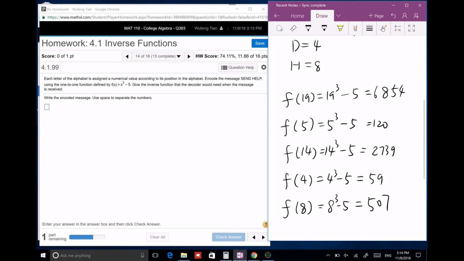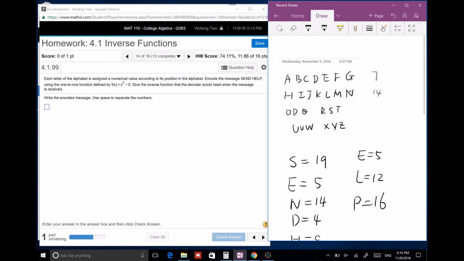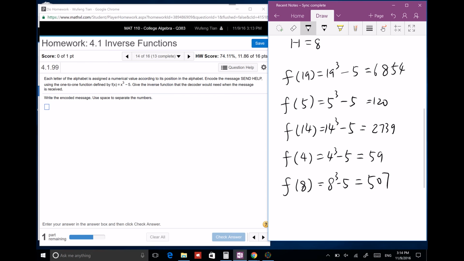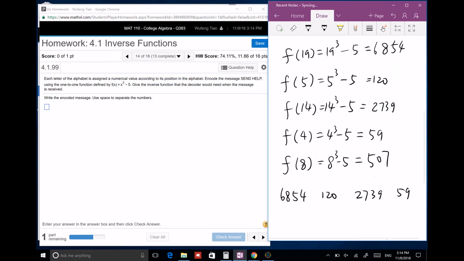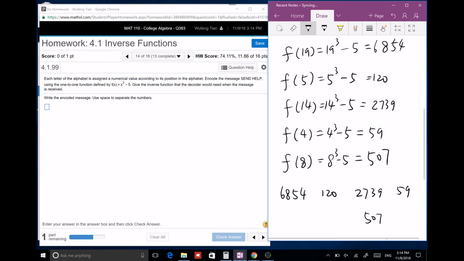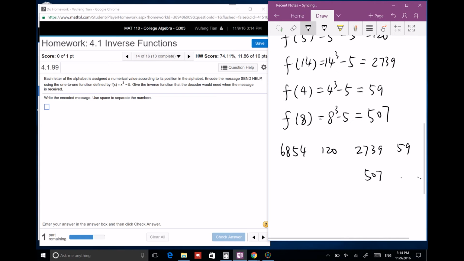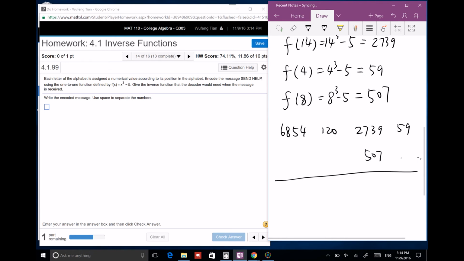So basically, continue to find all the numbers. Given these numbers, your answer is just to type in these numbers: 6, 8, 5, 4, 120, 2739, 59, and 507. Continue to find the rest of them and put them in here. That's it. After this question, it also asks you to find the inverse function.